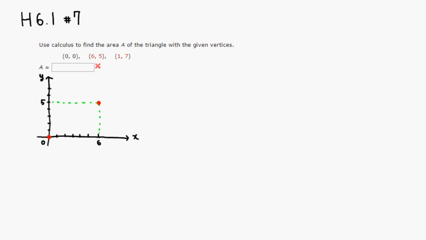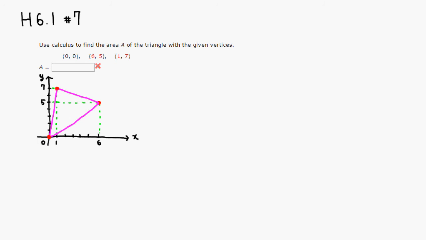And we have (1, 7), so x is 1 and y is 7, right? So the last point is going to be around there. So we're talking about a triangle which looks like this. Alright, so let's find the equations for these lines.